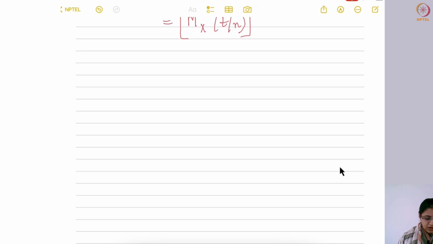Our third theorem says that if you are drawing a random sample from a normal population with mean mu and variance sigma square, and you calculate the sample mean, in that case it would follow normal distribution with mean mu and variance sigma square by n.